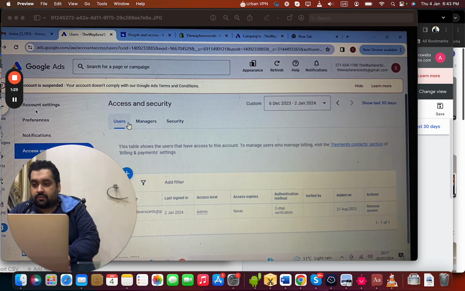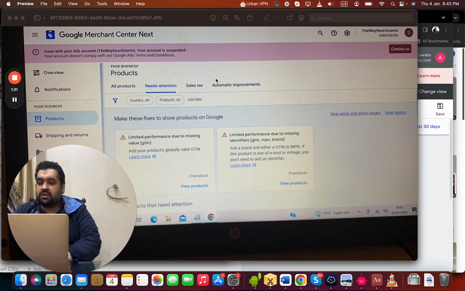Let me show you that as well. So this is their GMC, which was suspended. And the issue on the GMC was with the Google Ads account: your account is suspended, your account doesn't comply with our Google Ads terms. So in this scenario, where the client had both the GMC and their Google Ads suspended, they were very worried about how to get it restored.